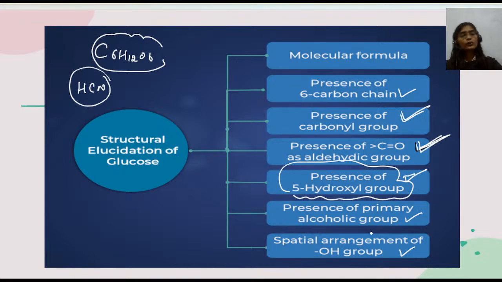Now let's see the next one: presence of primary alcohol. There are 5 alcohols, but which one is primary and which one is secondary? It is also an important part, right? So let's discuss the presence of the primary alcohol as well. How many primary alcohols are there and how to prove this.